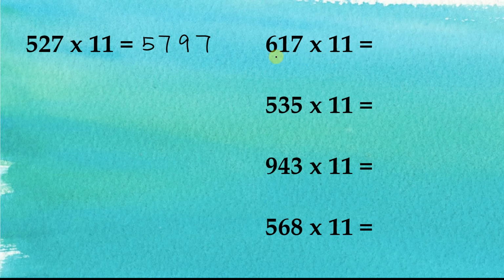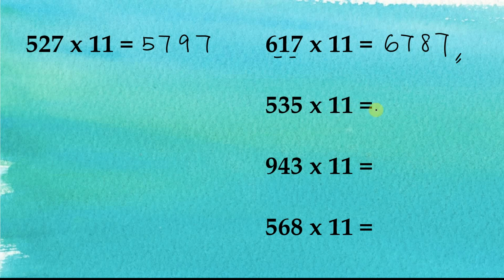So let's continue with 617 multiplied by 11. The sum of the first two digits is less than 10, so the first digit we can straight away write 6. Okay, and the second digit is equal to the sum of the first two digits, so 6 plus 1 we have 7, and the third digit will be the sum of the last two digits, that is 8, and the last digit is 7. Okay, so this is the answer.